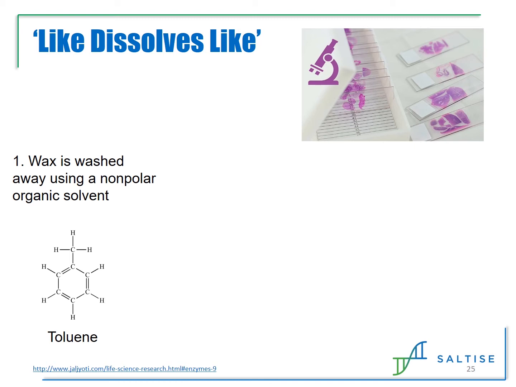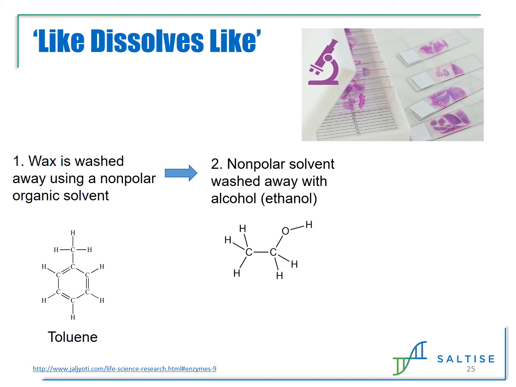The wax is first washed away using a nonpolar organic solvent such as toluene. Toluene is made up of only carbon and hydrogen atoms, as you can see here. And so it is nonpolar, and it's actually a smaller molecule than wax. The toluene is then washed away with ethanol. Ethanol is special in that the hydrophobic part of the molecule, which would be around the carbon and hydrogen atoms, would be soluble with the toluene.